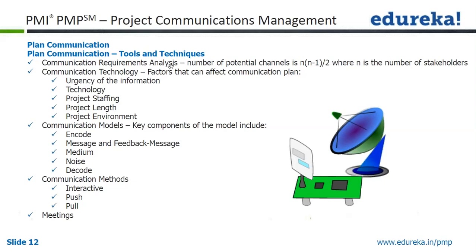Every communication that you are going to do will have a cost associated in terms of gathering the information, analyzing it, then sending it, and the follow-up and so on. So you need to ensure that you analyze the communication requirements from all the stakeholders. The number of potential channels is n into n minus 1 divided by 2, where n is the number of stakeholders.